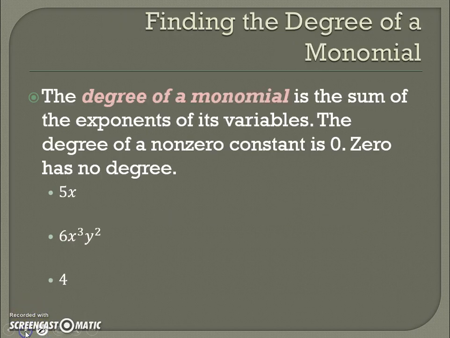Let's keep going here. All right, so copy this down. It says the degree of a monomial is the sum of the exponents of its variable. The degree of a non-zero constant is 0, and 0 has no degree itself. So here, it is the sum of the exponents of its variable. So this has an exponent of 1, which means its degree is 1. This is 3 plus 2, so we would say that's to the 5th degree. And this is a 0 because it's just a constant. All right, so that's what we're looking at for these. Let's keep moving.